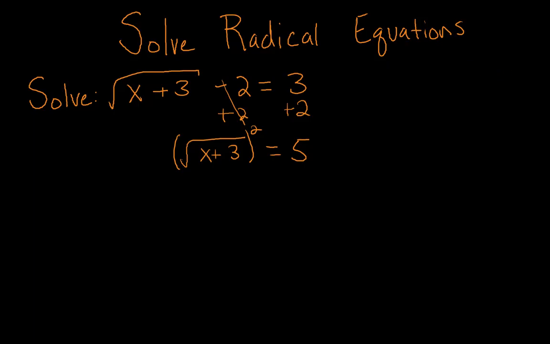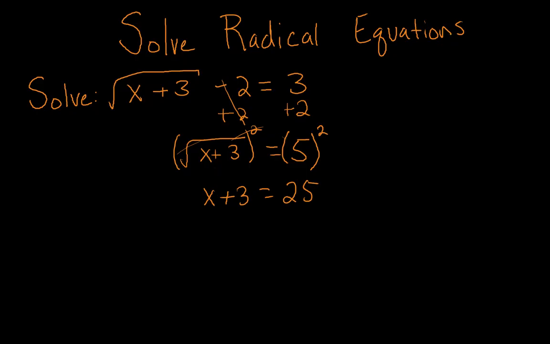square it. So whatever we do to the left side, we also have to do to the right. So that means we have to square the right side as well. When we square the square root, well, those cancel out, leaving us with just what's under the radical, which is x plus 3. And that's equal to 5 squared, which of course is 25.